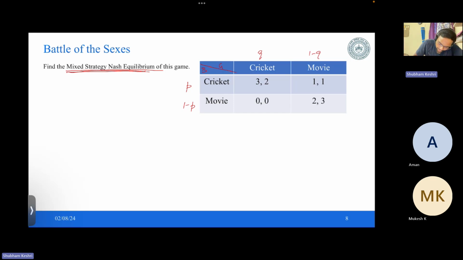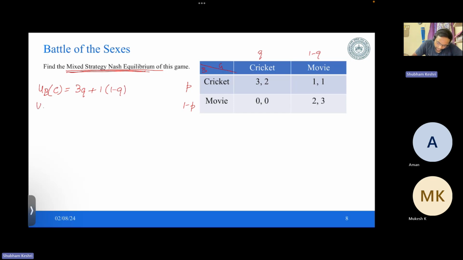All right. So you see, the utility of the boy. We'll just see first the utility of the boy when he plays cricket. Utility of the boy when he plays cricket is 3q plus 1 times (1 minus q). So by the way, if I make any mistake, please point it out.